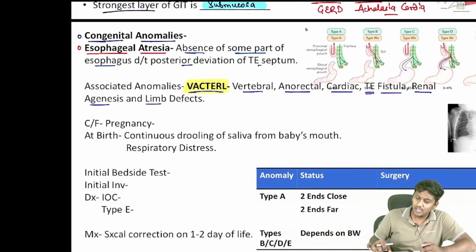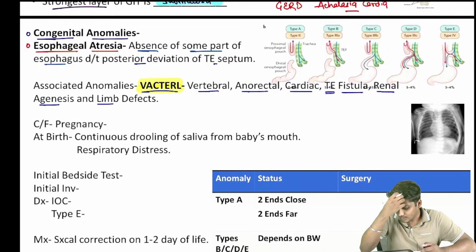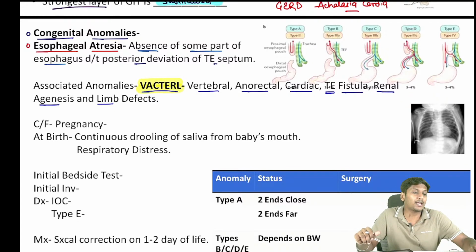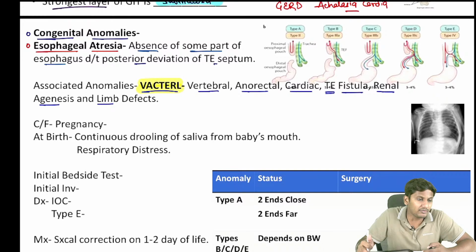Can anybody tell me, out of all the VACTERL anomalies, which will be the most common one? Can anybody guess that? This has been a previous year question. Which is the most common VACTERL anomaly?